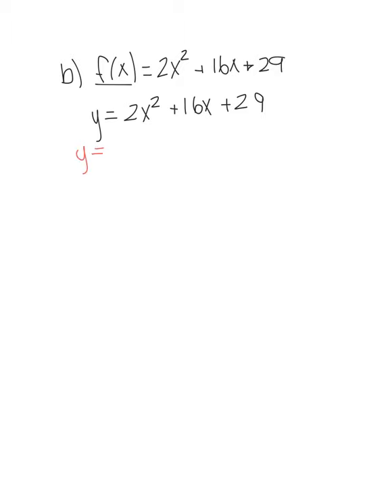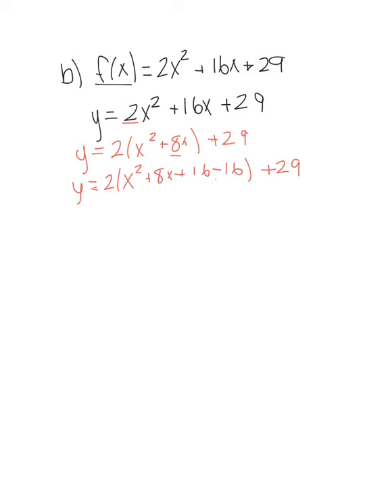So we are going to factor a, or 2, out of the first 2 terms: x squared plus 8x plus 29. Now we're going to take our new b, so this 8x, and divide it by 2, which is 4, and square it, which is 16. That number is what we're going to be adding and subtracting to this bracket.